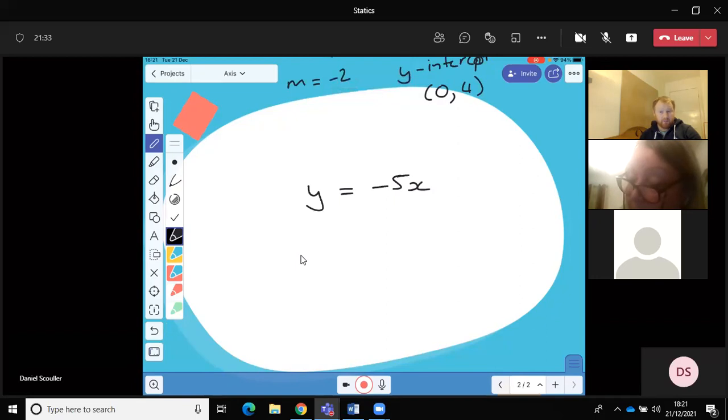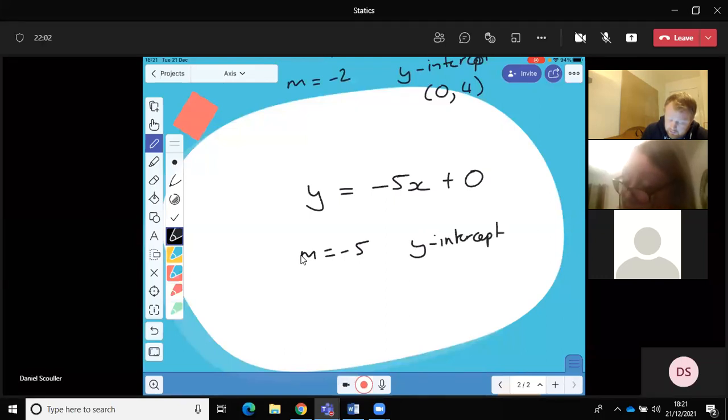You might see some things like that. When you get y equals something x, and there's no c after it, what does that mean? That means it's cutting the y-axis when y equals 0. So the y-intercept is at 0. So x is equal to 0 and y is equal to 0 at the same time. So the gradient is -5 and the y-intercept in that case would be equal to 0, 0. So a couple of different formats just to look out for, just to be aware of.